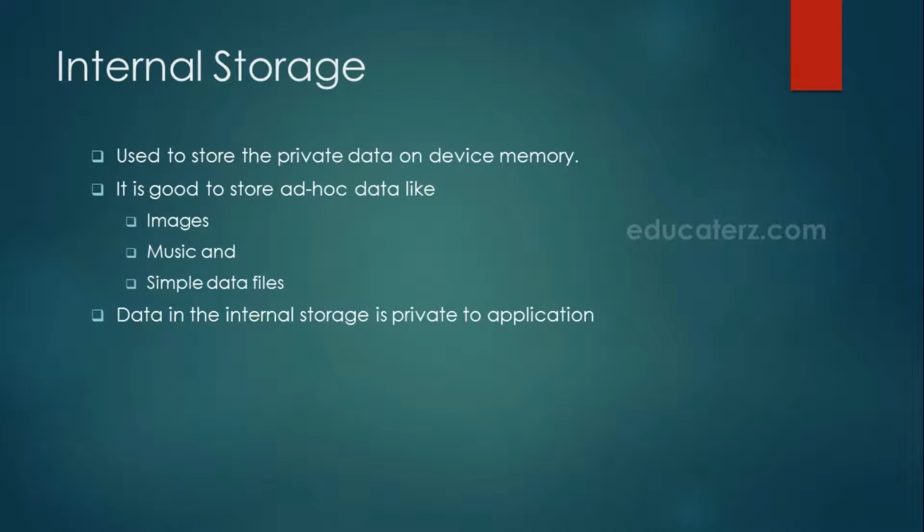The next storage mechanism is internal storage. The name itself indicates that internal storage is nothing but storing the data on the device memory. Again, it is private data stored on the device memory. It is good for storing ad hoc data like images, simple music files, and small data files. Internal storage is private to the application, so once the application is killed, the data will be killed. It is no more available.